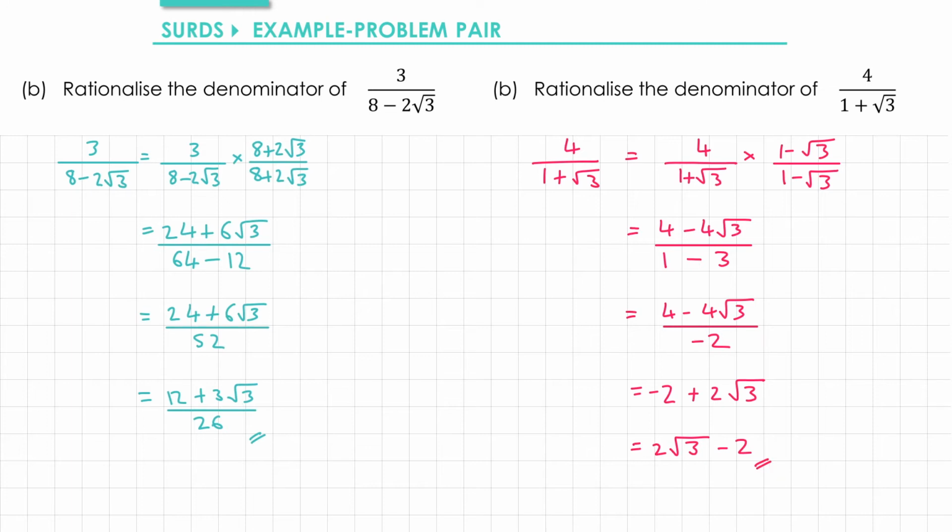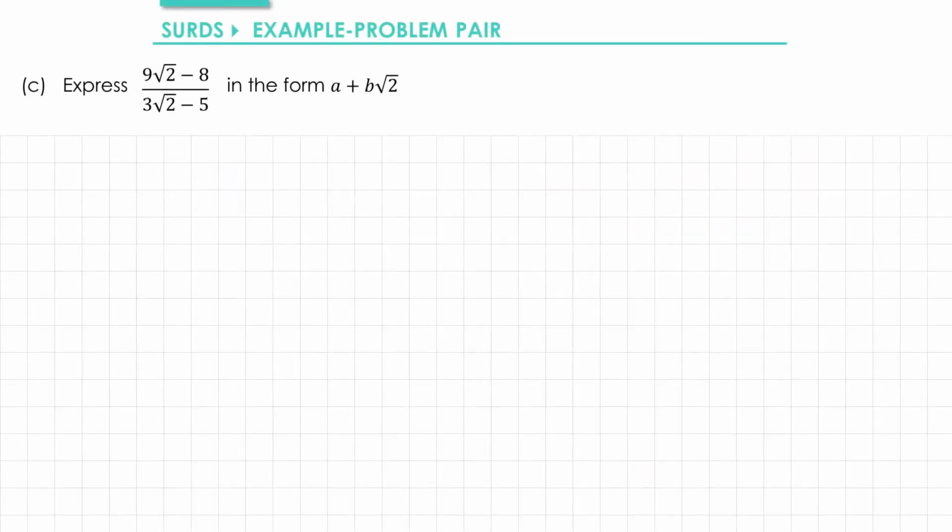Right, let's have a look at a slightly more complicated one in part C then. Okay, part C is slightly harder then. We've got 2 terms on the top and the bottom of each fraction. We need to express 9 root 2 minus 8 over 3 root 2 minus 5 in the form a plus b root 2. So that looks like everything will cancel down nicely then. Let's get started.